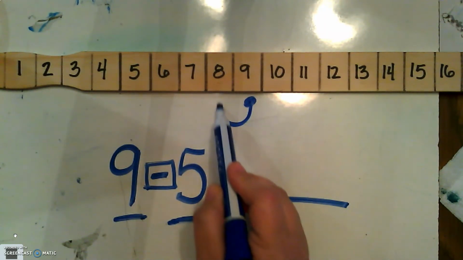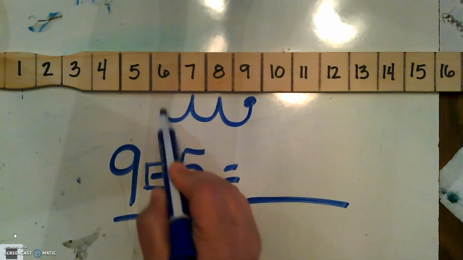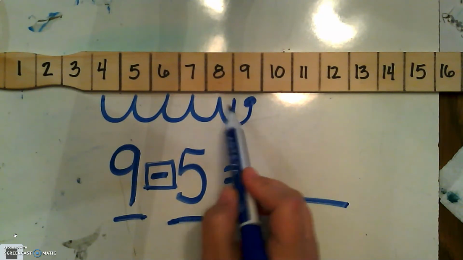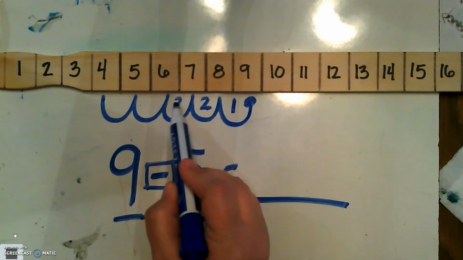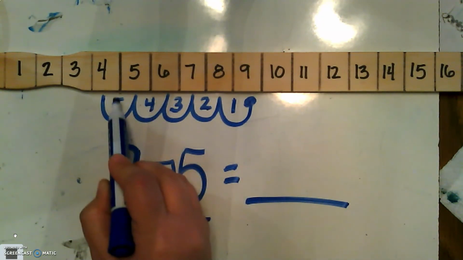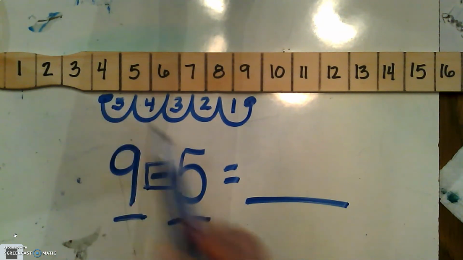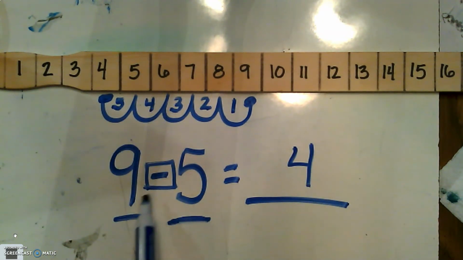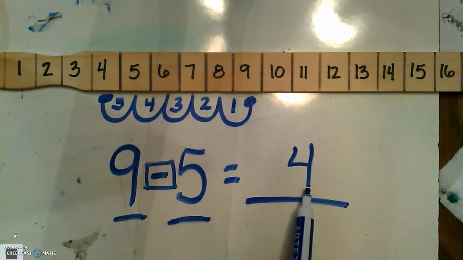Here we go. Ready? 1, 2, 3, 4, 5. Let's double check. 1, 2, 3, 4, 5. And where did we end up? Good. We ended up at 4. So 9 minus 5 equals 4. Excellent job, boys and girls. Now it is your turn to practice.